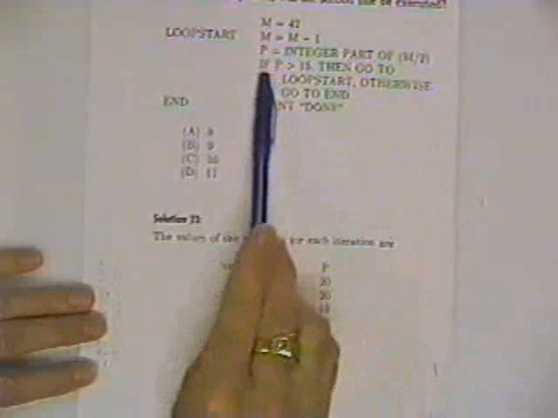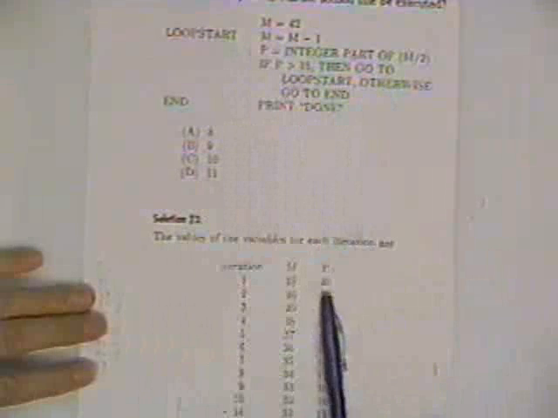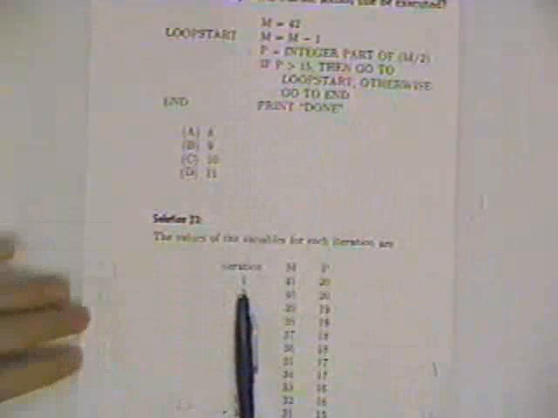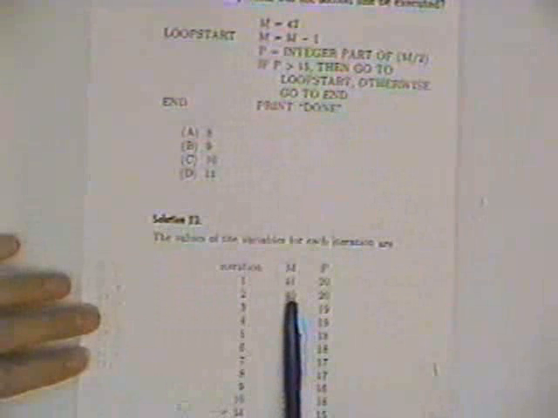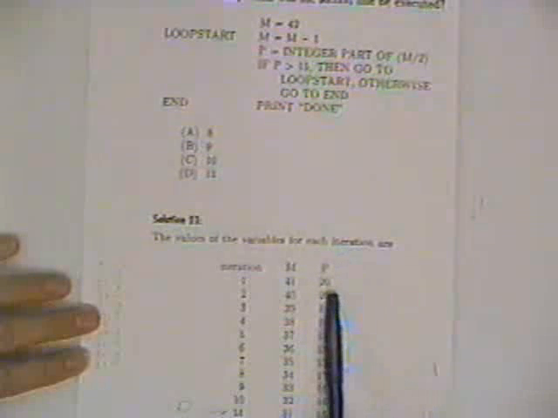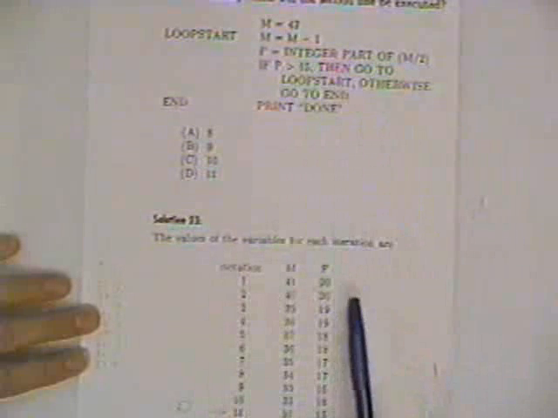All right? It then comes down and checks. Is p greater than 15? Well, the value of p is 20 at that point, so it is greater than 15. So then you go back to the start of the loop. All right? At the start of the loop, you are now in the loop for the second time. You subtract 1 from the value of m, so it becomes 40. You take the integer part of m divided by 2. m divided by 2 is 20. The integer part is 20, so p is 20. You go through, check, make sure it's greater than 15, and so forth.